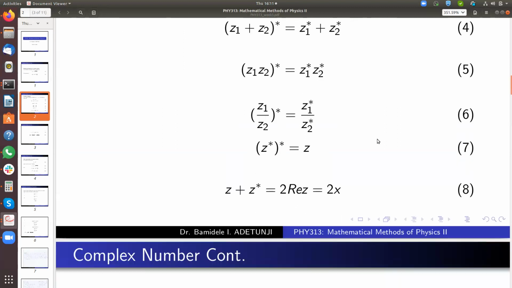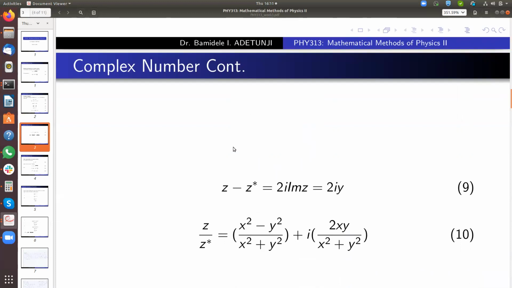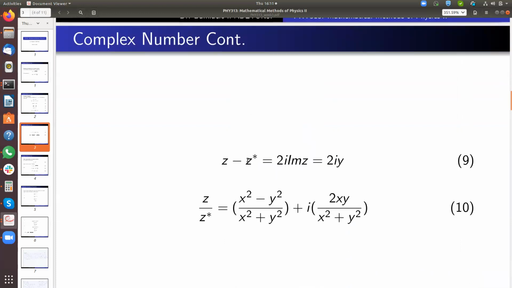Okay, fine. Let's continue. Now, if you have z minus z conjugate, that is just 2i times the imaginary part of z. We know the imaginary part of z to be y, so that is 2i times y. So these are other good equations, or properties, that are of importance to us when you are dealing with complex numbers.